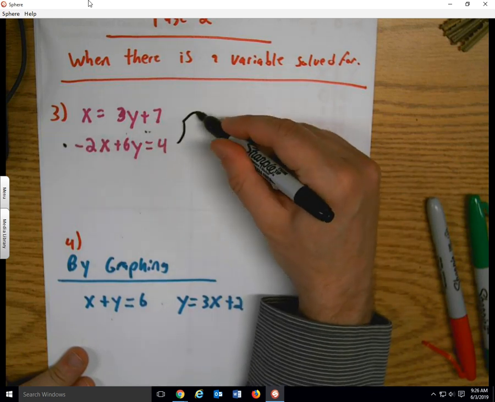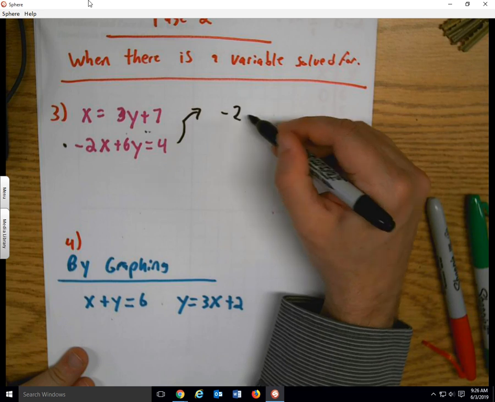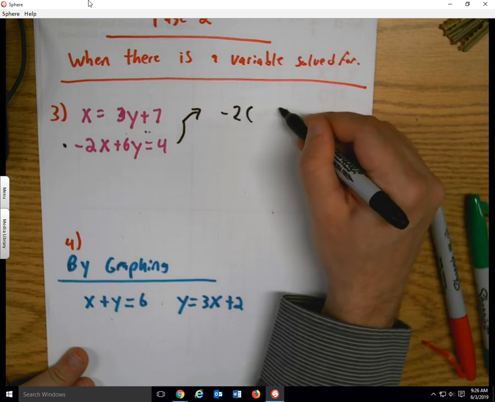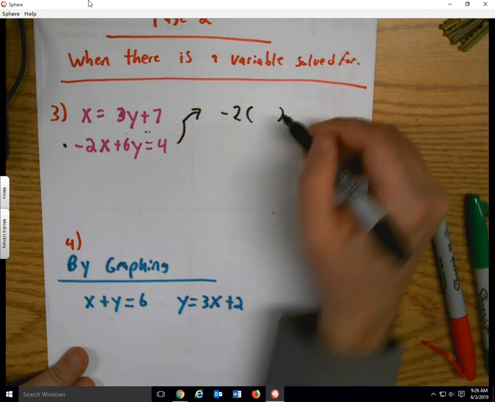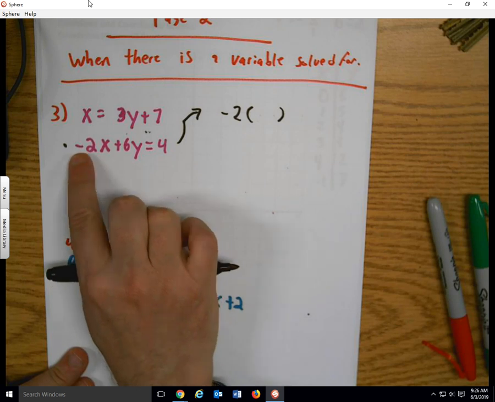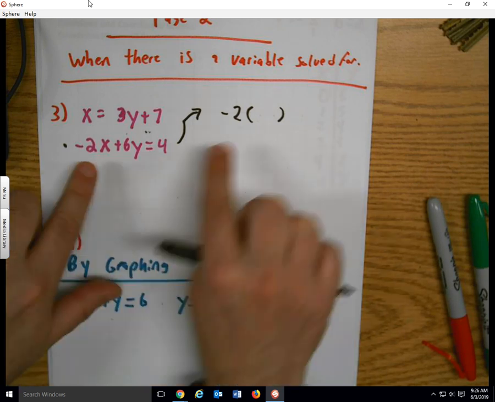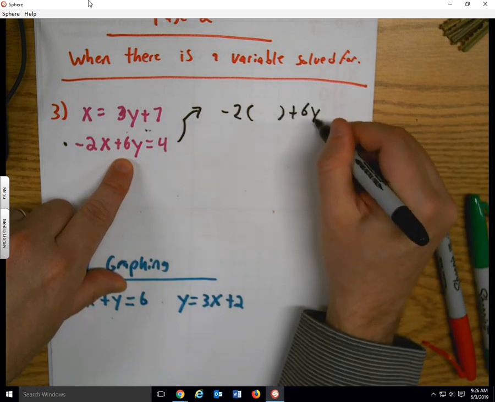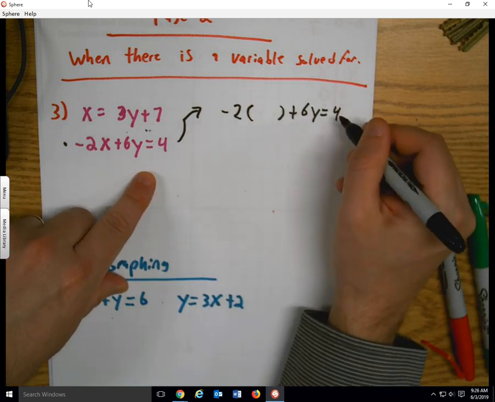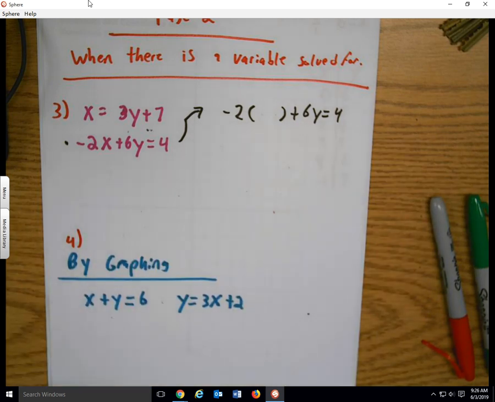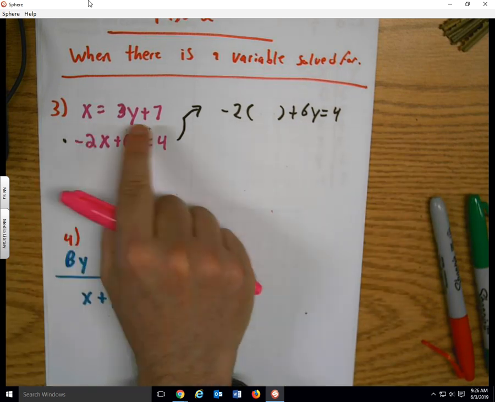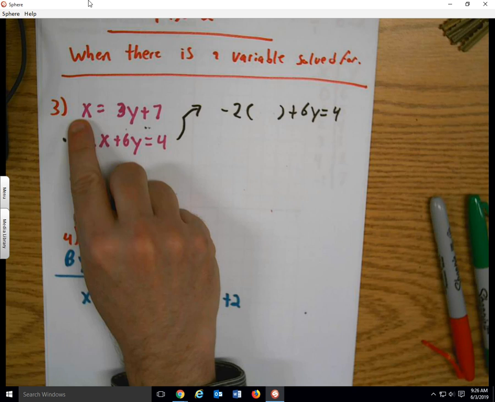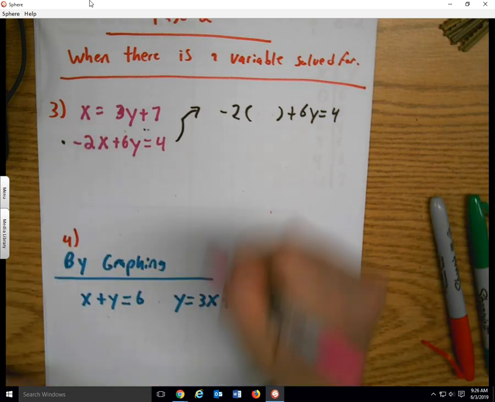So it's going to be negative 2, but what will I put instead of an x? Instead of an x here, what do we put? A negative 2. X is something, and then we'll just write the rest of it. Plus 6y equals 4. What is that something that the x is? Well, when we look up here at the other equation, we see what the x is. It's 3y plus 7.